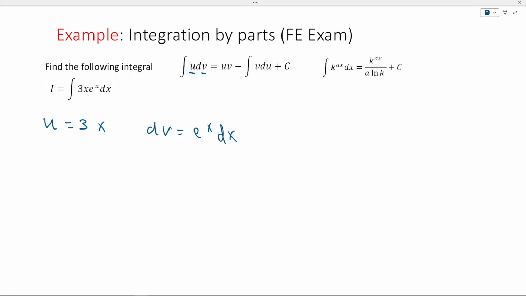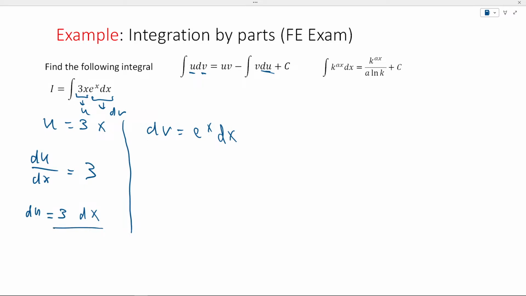So let me make it clear again. This is u, and this is dv. I need to express it in terms of u and v. That means I need to integrate this one, and then I need to express du, which means I need to differentiate this one. So let's differentiate this one: du with respect to dx would be equal to 3, which I can say du is equal to 3 dx. So now I have du, which is equal to 3 dx.